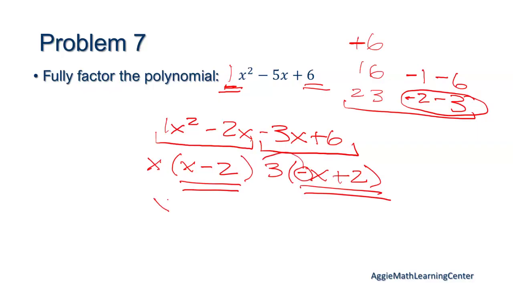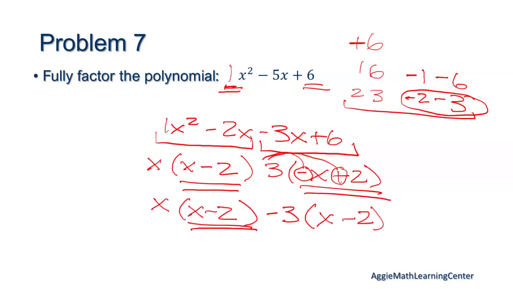I'm going to take this negative out here. I'm going to rewrite this. So we have x times x minus 2. That doesn't change. But I'm going to make this a -3. And then what am I left with when I take a negative out of both of these terms? Perfect. X minus 2.